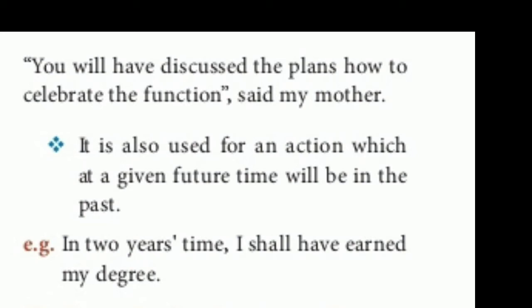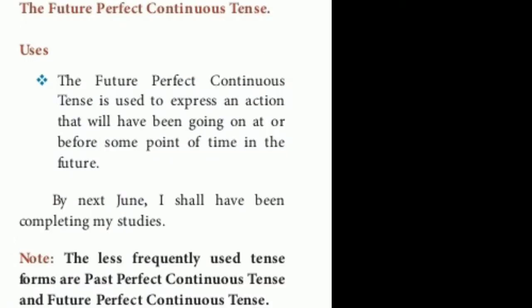It is also used for an action which at a given future time will be in the past. For example, in 2 years' time, I shall have earned my degree. Okay. The future perfect continuous tense now uses. The future perfect continuous tense is used to express an action that will have been going on at or before some point of time in the future. By next June, I shall have been completing my studies. Note, the less frequently used tense forms are past perfect continuous tense and future perfect continuous tense.